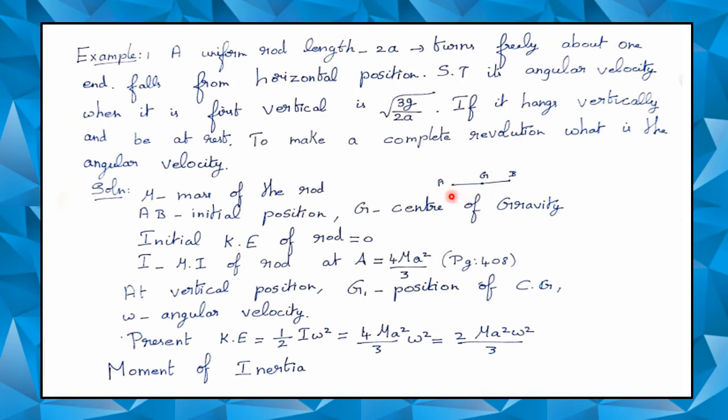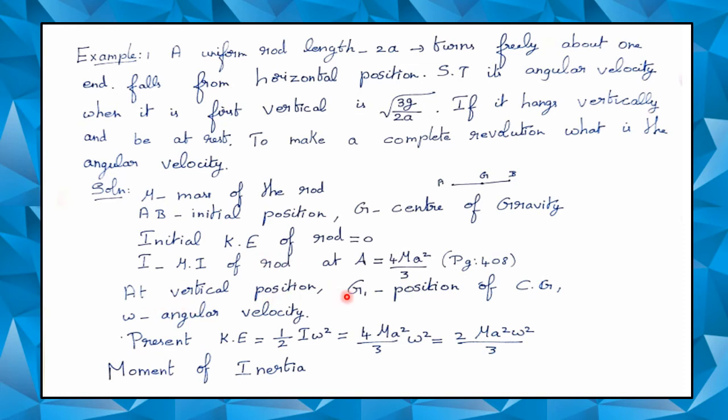And this is the initial position of the rod AB, and G is its center of gravity, and M is the mass of the rod. Now initially the rod is at rest, so the initial kinetic energy of the rod will be equal to 0, and we know that the moment of inertia of a rod about A is equal to 4ma square by 3.